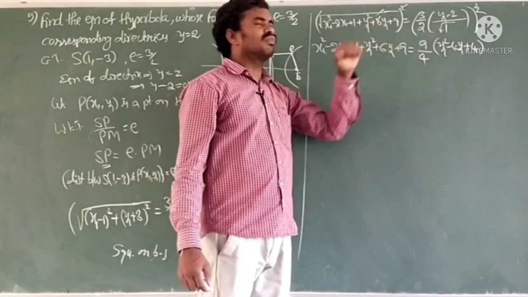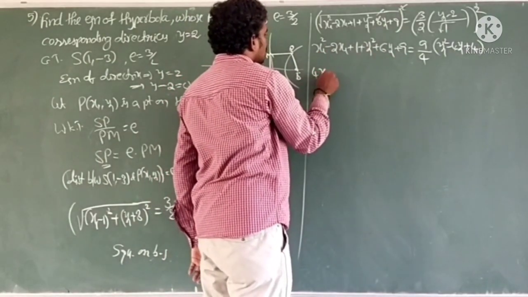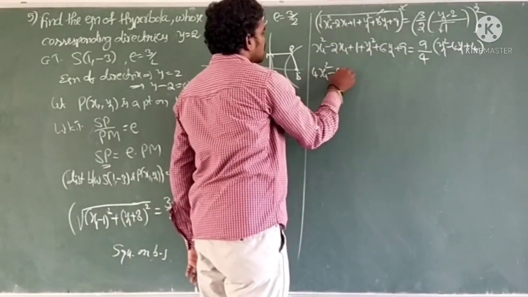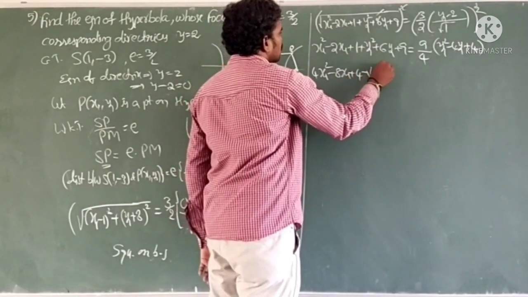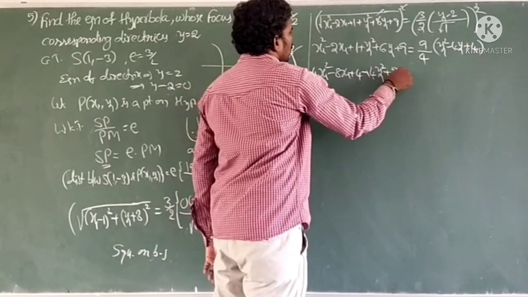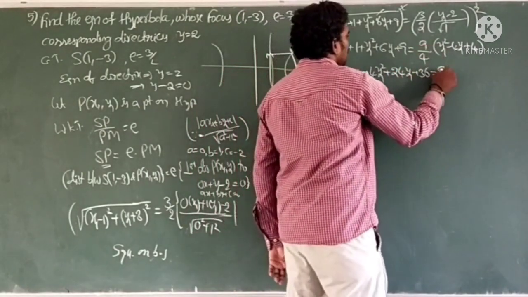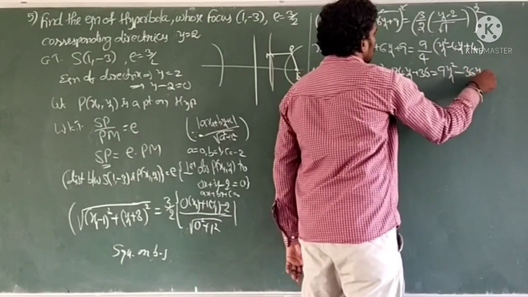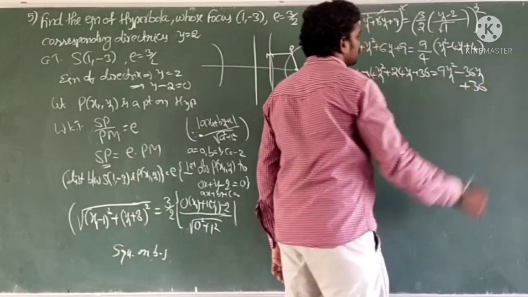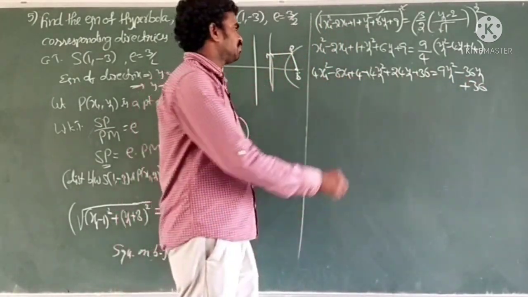and 9 into y1 square, do as it is. 4 into x1 square, 4x1 square, 4 into 2, 8x1, 4 into 1, 4, 4 into y1 square, 4y1 square, 4 into 6, 24y1, 4 into 9, 36, is equal to 9 into y1 square, 9y1 square, 9 into 4, 36y1, 9 into 4, 36. And whatever terms are there after the equal sign, bring to the left side.